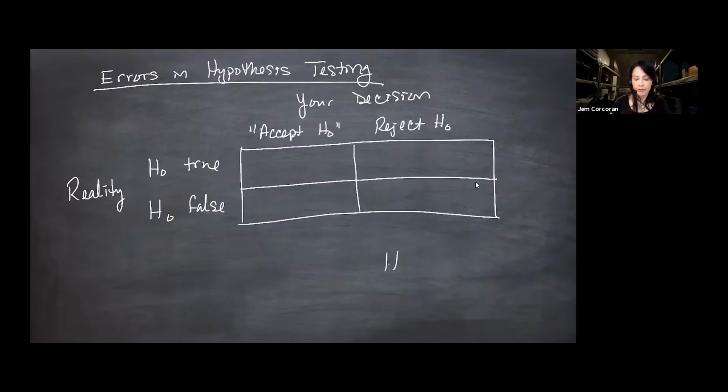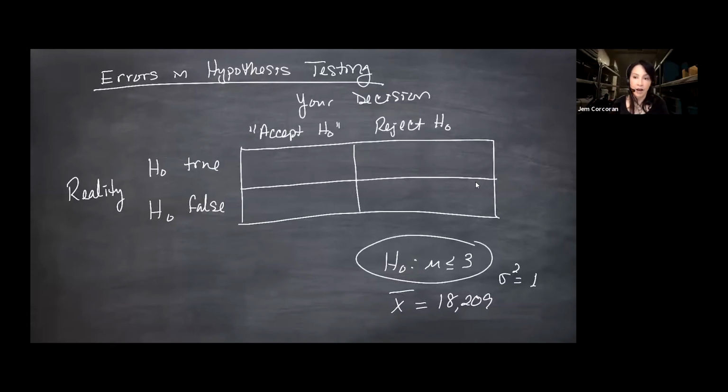So your null hypothesis might be that mu is less than or equal to 3, and maybe you have a normal distribution, and maybe the sigma squared is nice and small, like 1. And if you look at your x bar and you see something really large, like 18,209, then this is kind of strong evidence, although we'll make that formal, that this null hypothesis is not true, and that we should go with the alternative, that mu is actually greater than 3.